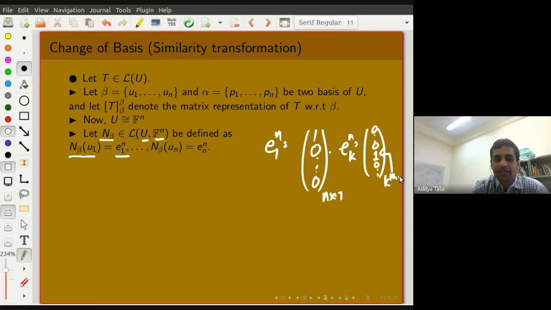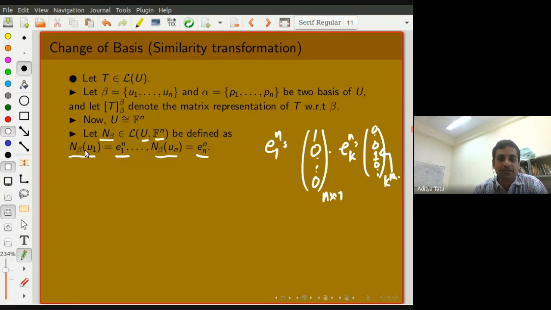So in some sense, again, relating this to your signals and systems, this is your discrete impulse. And this n beta maps u1 to e1 and un to en. Do you see why this will be an isomorphism? I've defined the function on the basis of my domain.